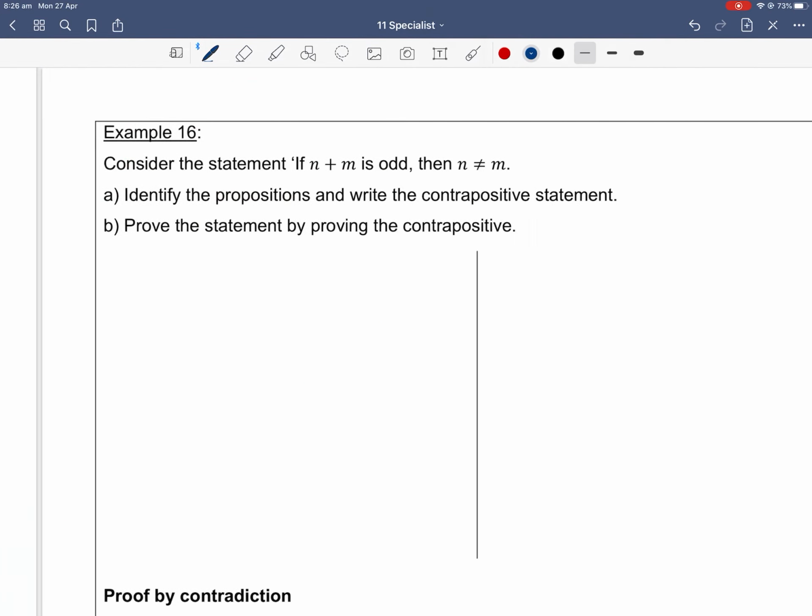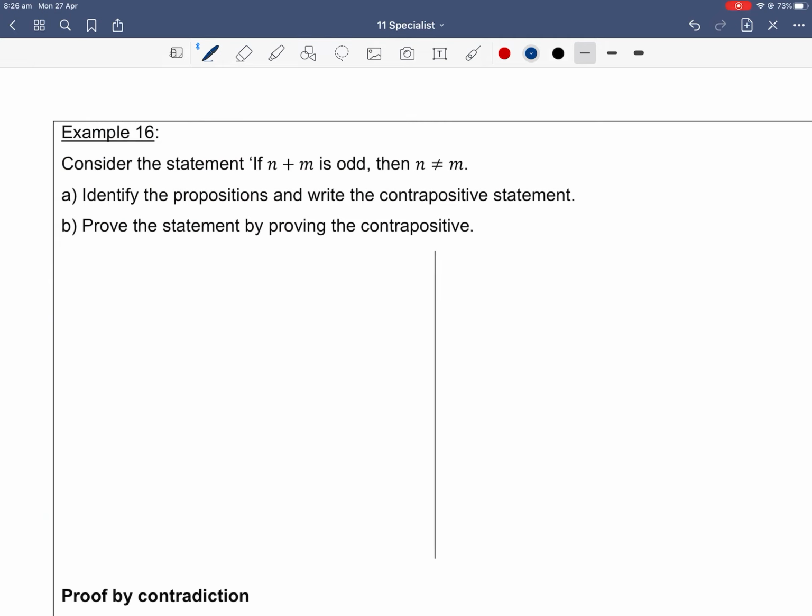Okay, so let's apply this to the example over the page, 16. It says here, consider the statement, if n plus m is odd, then n does not equal m. Part A says, identify the propositions and write the contrapositive statement. So recap, our original statement is P implies Q. The contrapositive statement is if not Q, then not P happens.